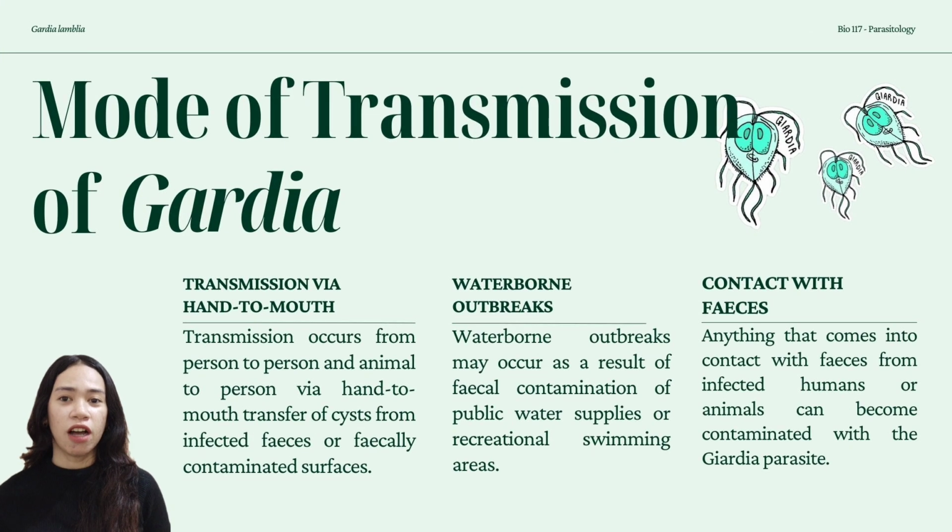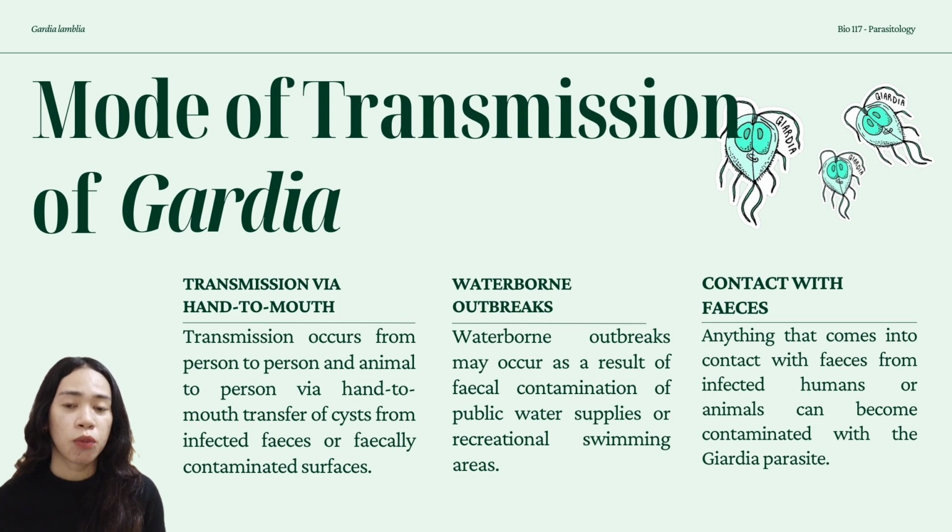Mode of transmission of Giardia lamblia. First is the transmission via hand-to-mouth. Transmission occurs from person to person and animal to person via hand-to-mouth transfer of cysts from infected feces or fecally contaminated surfaces.